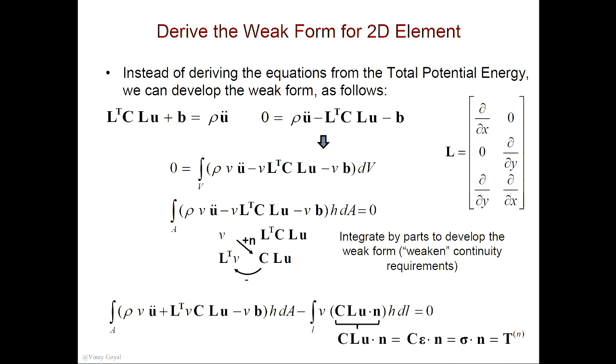Now, this one is interesting. Without looking at what I wrote, what is L times U? Strain. What is C times strain? Stress. What is stress dot N? The traction forces. So those are the tractions acting on the boundary. So automatically, by developing the weak form, I came up with the boundary term automatically.